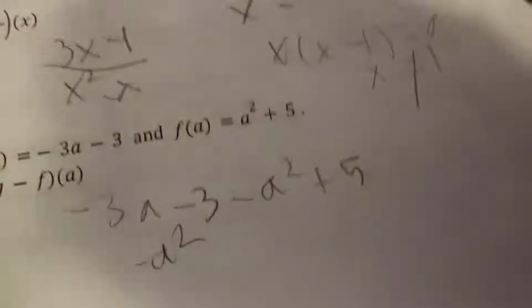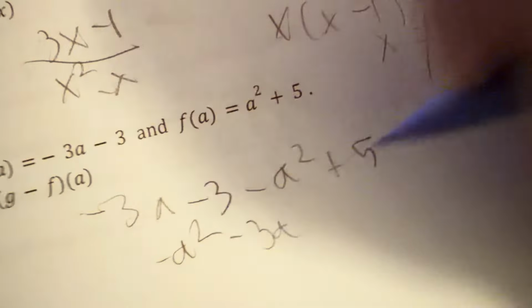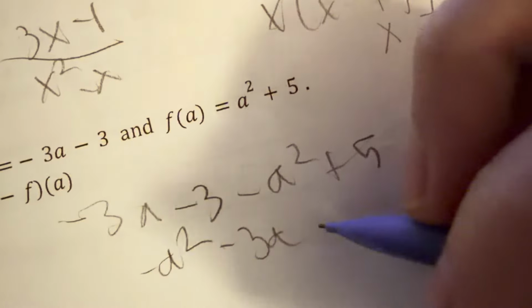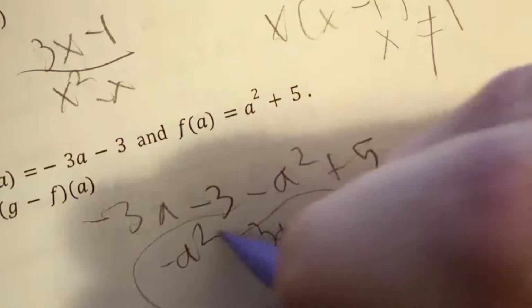I feel like I should whisper. Negative a squared goes first. Then put, so then negative 3a. Then you combine those, and then that is plus 2, and then boom, you're done.